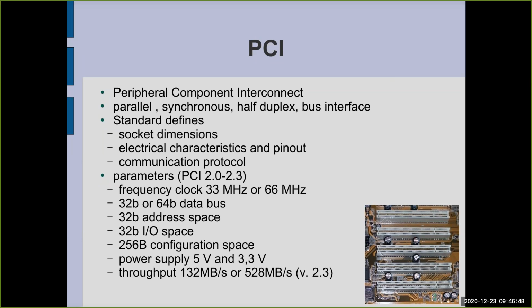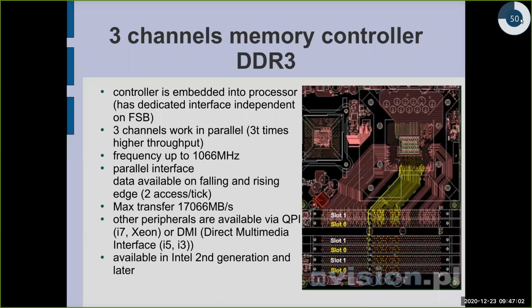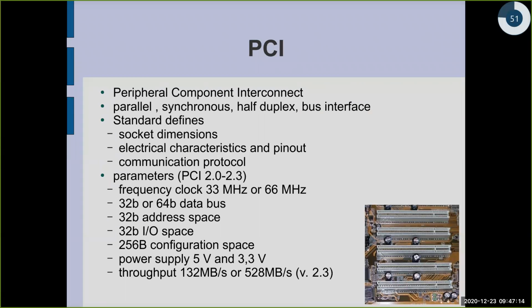Okay, so now I'd like to tell you something about the most commonly used computer interfaces. Yesterday I told you about the fastest interface on the mainboard, which is the memory bus. Now I'd like to tell you about interfaces which are used to connect peripherals, so extension cards like graphic cards or hard drives and other devices.